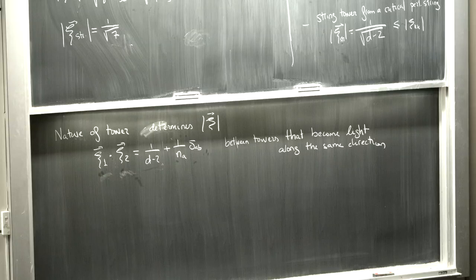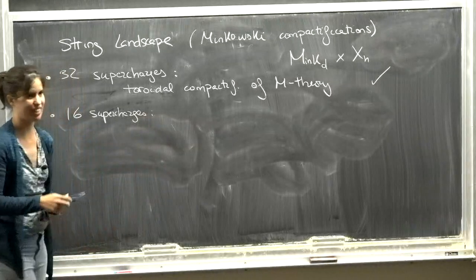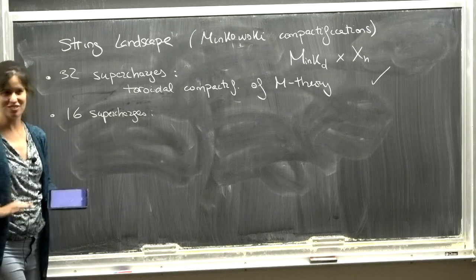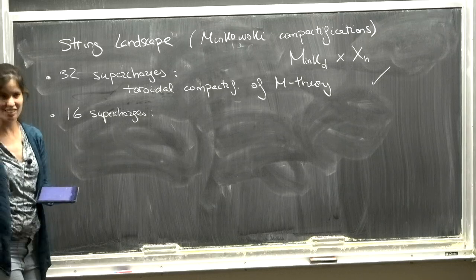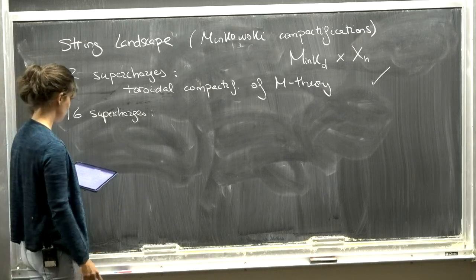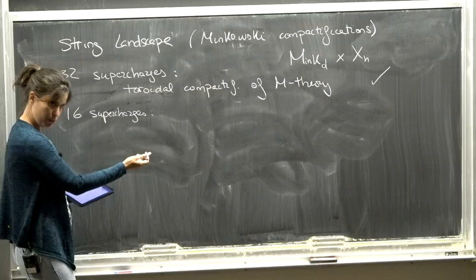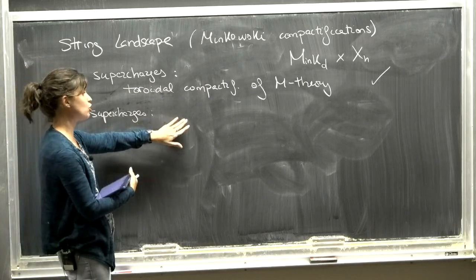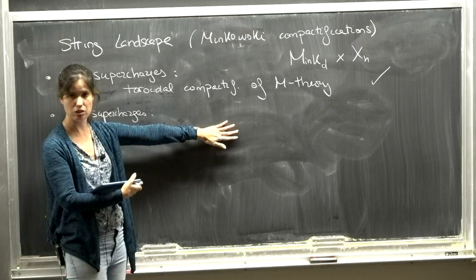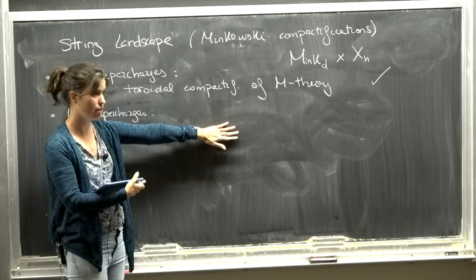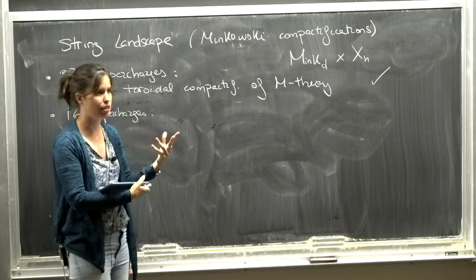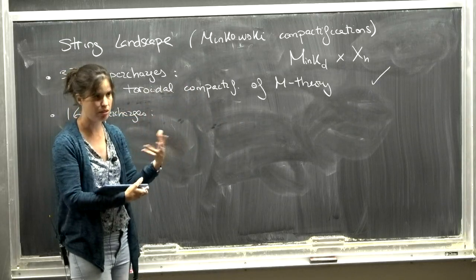Let's go down to 16 supercharges. Now the story is more interesting. When we reduce supersymmetry, things get more interesting. Typical examples, which are not complete, are toroidal compactifications of heterotic. Heterotic in 10 dimensions has 16 supercharges, right? So you start from that, and then toroidal compactification already gives you many new moduli spaces.